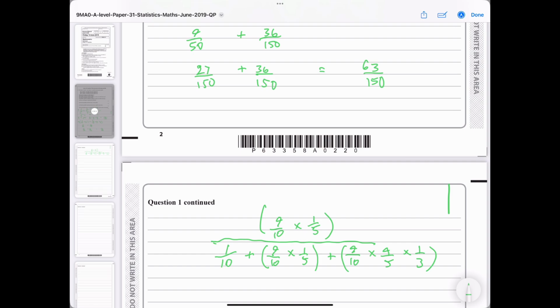So it's going to equal, here we go. On top I've got 9/10 times 1/5, and on the bottom I've got 1/10 plus 9/10 times 1/5, which is 9/50, so I'll just put that in, plus 9/50, and then the last one is plus 36/150.